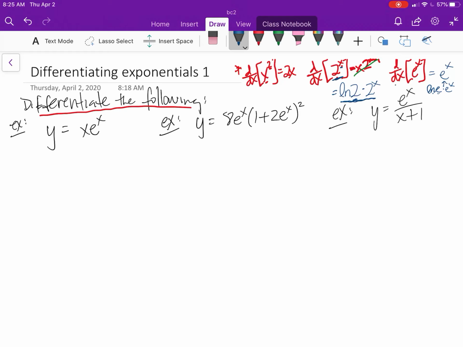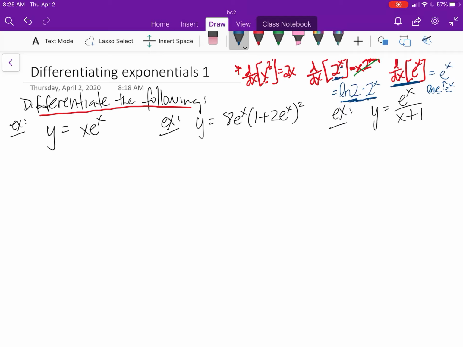Most examples you will come across involve the last one, the e to the x. But if you do get a base other than e, still pretty simple. You keep it the same and multiply by the natural log of that base. I'm jumping straight into some more complex problems. We don't need to do derivative of e to the x 100 times. So let's look at these following 3.